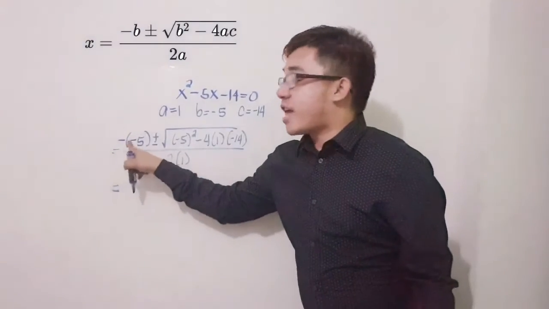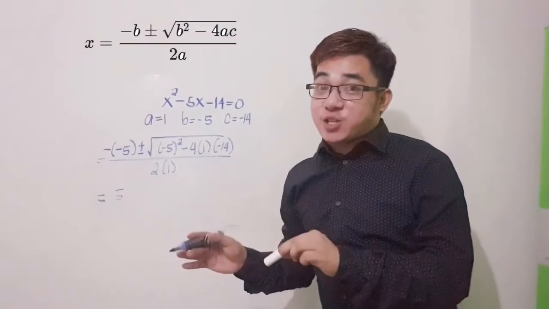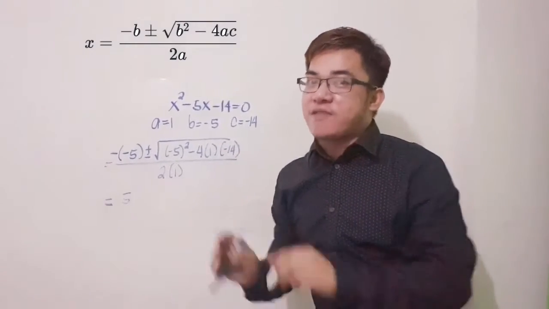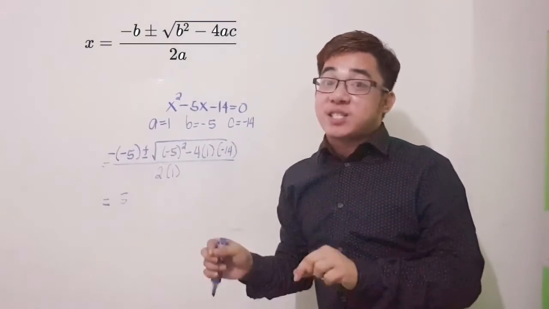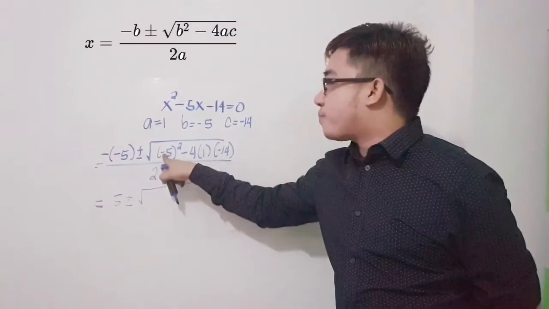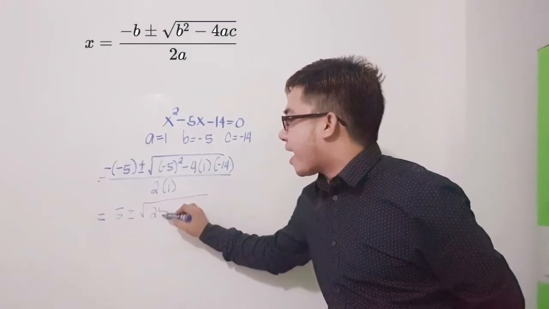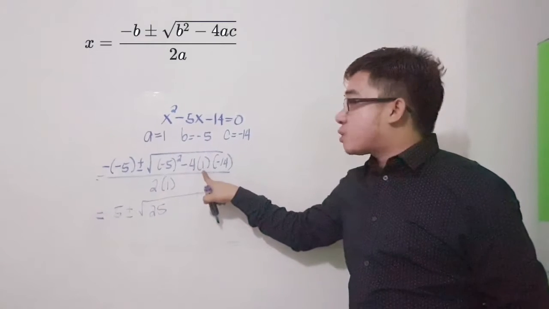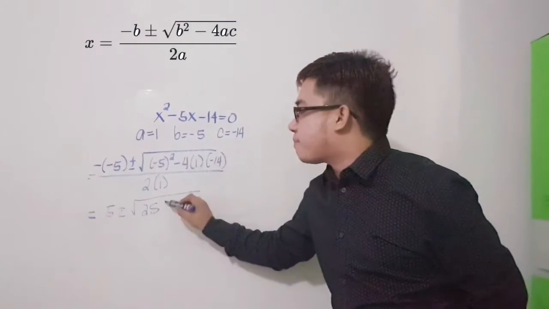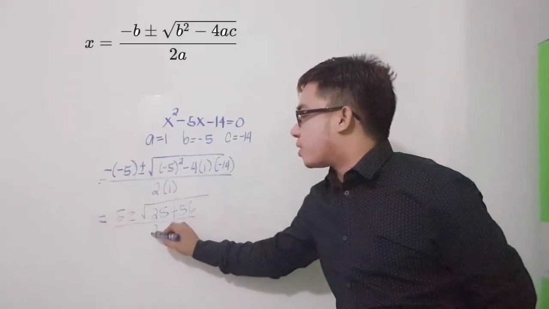Okay? So negative times negative 5 is positive 5. Because in the rules of multiplying integers, if we are multiplying like signs, such as negative times negative and positive times positive, the answer is positive. And we have plus and minus, the square root of negative 5 squared, which is negative 5 times negative 5, is 25. Negative 4 times 1 is negative 4. Negative 4 times negative 14 is positive 56. All over 2 times 1, which is equal to 2.